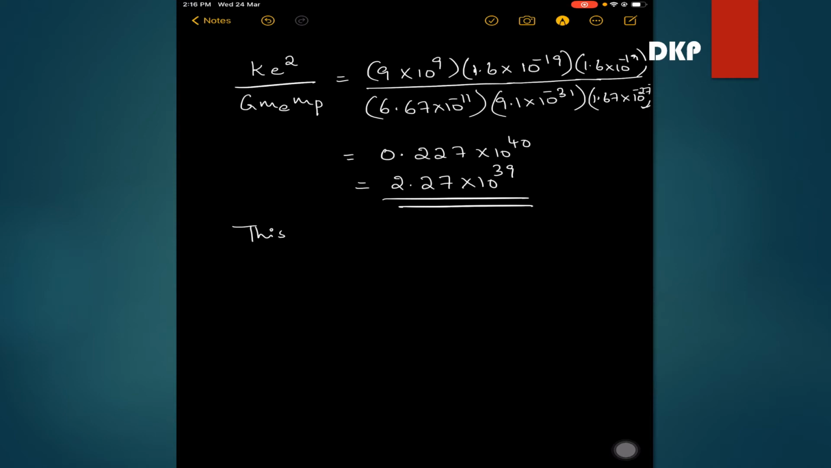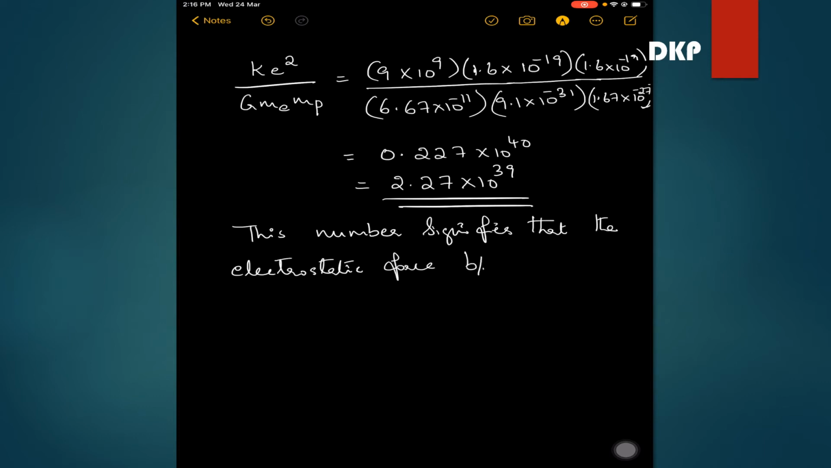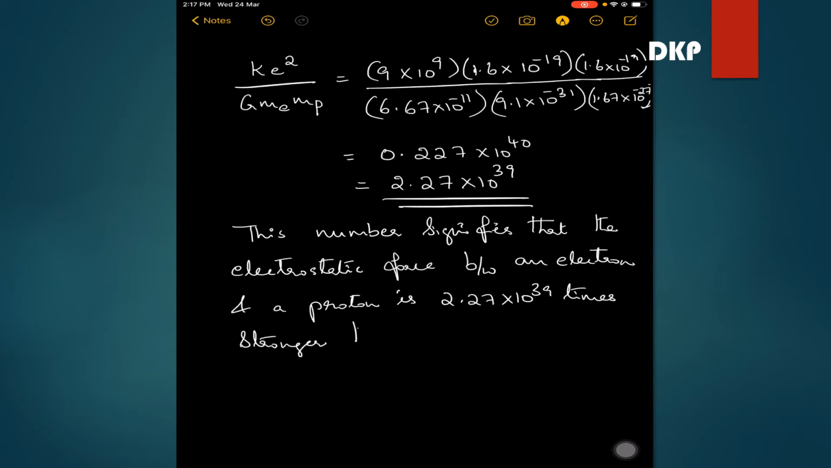So this number, 2.27 into 10 to the power of 39, signifies that the electrostatic force between an electron and a proton is 2.27 into 10 to the power of 39 times stronger than the gravitational force between them.